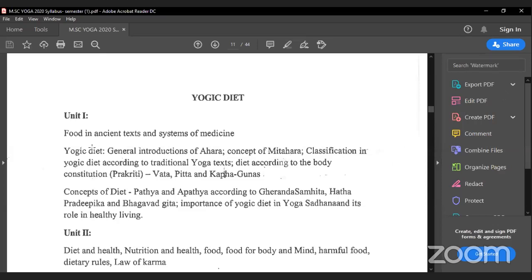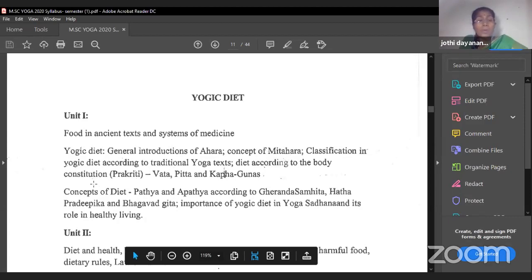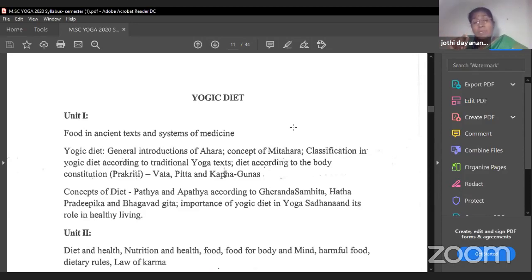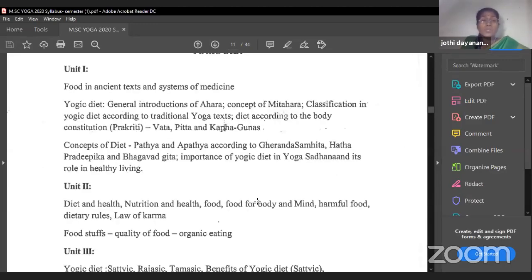So we have just finished the first unit, that is food in ancient text. I have spoken about Ramayana, Mahabharata, Hatha Yoga Pradipika, where food has been mentioned. You can also Google some of the other books mentioned in your syllabus and keep a record of the verses and in which chapter they are mentioned. Then the introduction of Ahar, the concept of Mitahar, and classification in yogic diet according to traditional yoga texts we have undergone. We also dealt with the Vata, Pitta and Kapha Gunas of the food, and how any food taken heavily gives imbalance to your body.